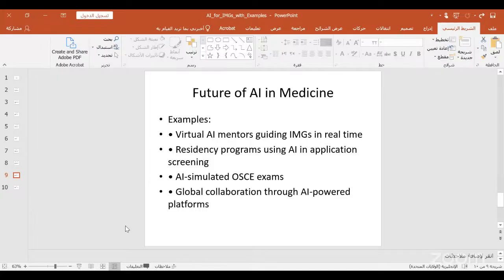And then we also have residency programs using AI in application screening. I believe they are doing this now, and they can detect to what degree you've used AI, also by AI. So AI will detect AI. That's why I would like to emphasize to take care when you are using AI, because it's very noticeable. AI-simulated OSCE exams is another example of future AI in medicine, and also global collaboration through AI-powered platforms.